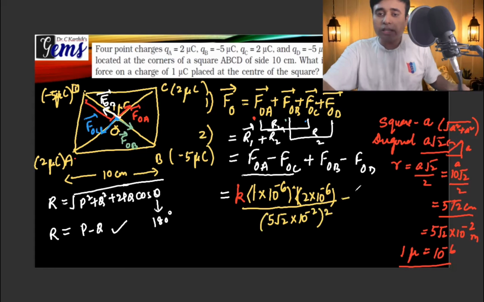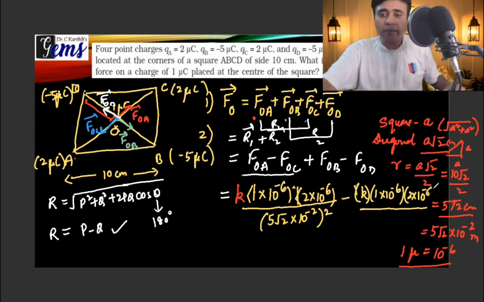Similarly, when you write OC, you will see that you will get the same thing, that is nothing but K into 1 into 10 raised to power minus 6 into 2 into 10 raised to power minus 6 divided by 5 root 2 into 10 raised to power minus 2 whole square. Okay, then FOB, please help me, I'm going to the next step.